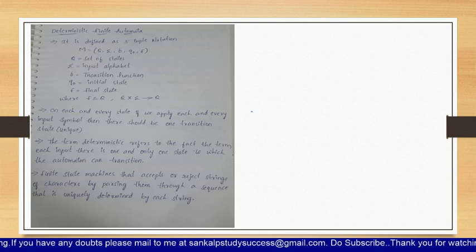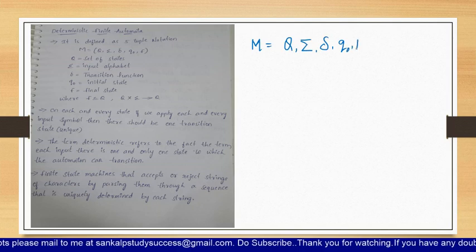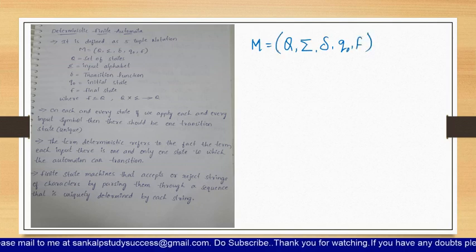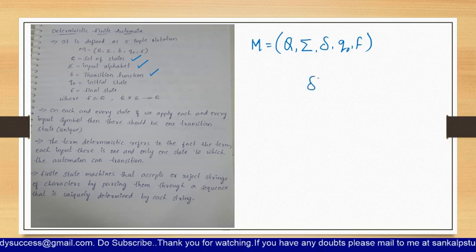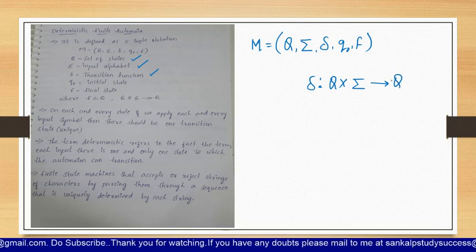Now, how do you define deterministic finite automata? Generally, it is defined as a 5-tuple notation where M is equal to (Q, Sigma, transition function, q0, and F), which we have already discussed in the previous lecture. Q is the set of states, Sigma is the input alphabet. The transition function maps from Q cross Sigma to Q, q0 is the initial state, and F is the final state.